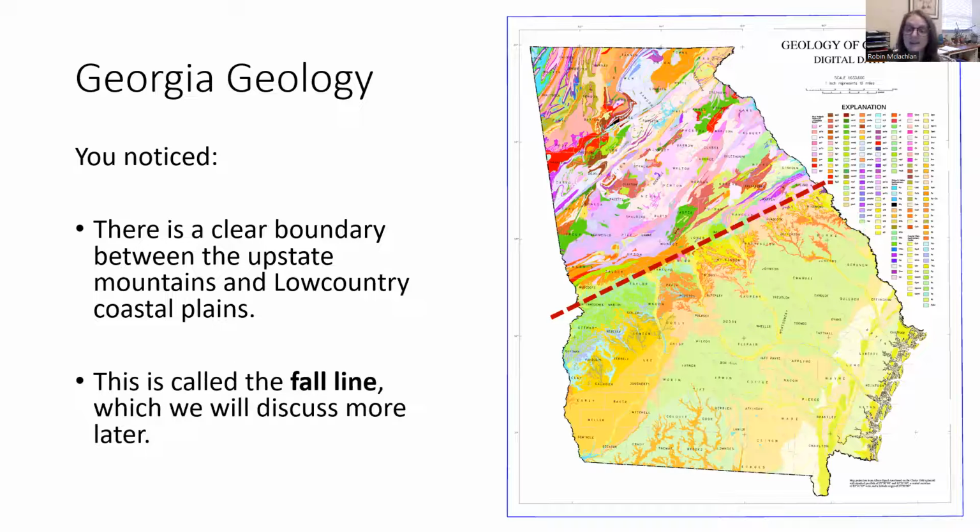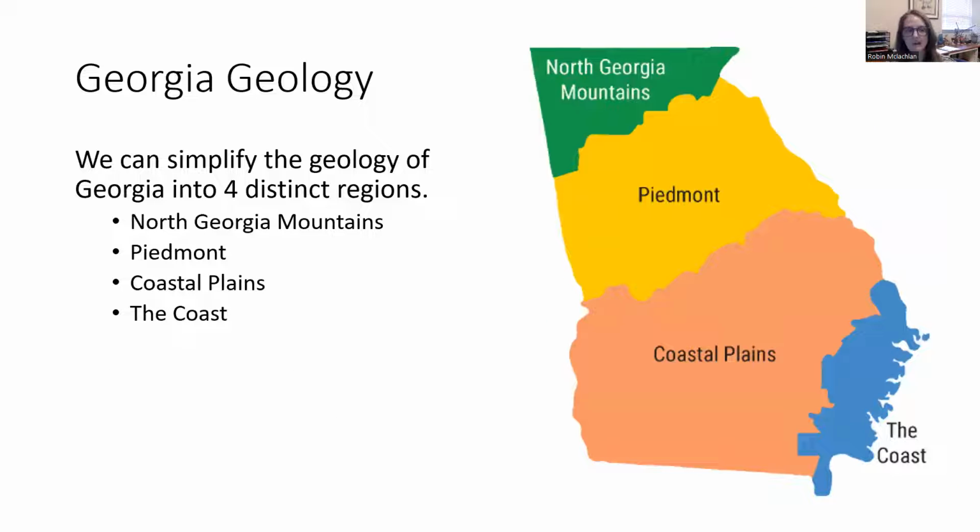Now, the boundary between these two environments, between the upstate and the lowcountry, is what we call the fall line, and we're going to discuss that more a little bit later. But looking at this geology, we can split Georgia up into four main regions or four main provinces. We've got the North Georgia Mountains, the Piedmont, the Coastal Plain, and the coast.